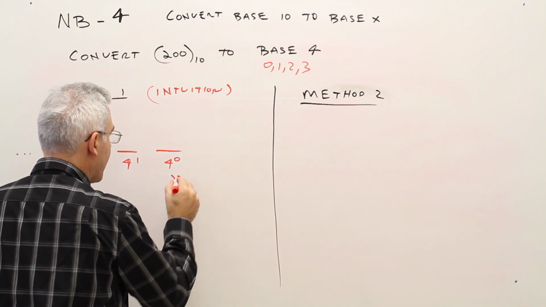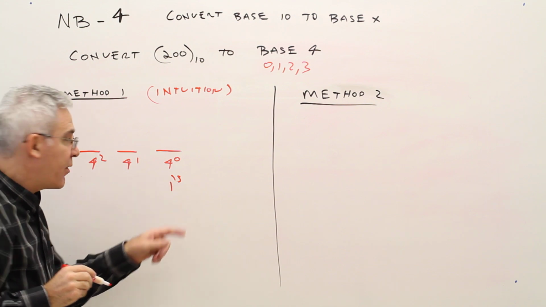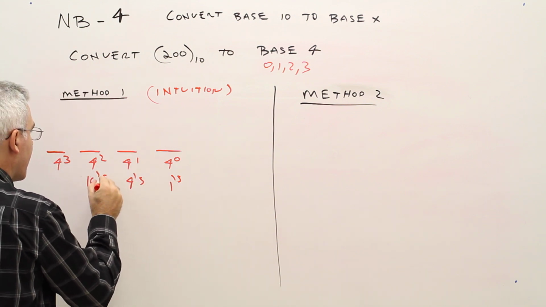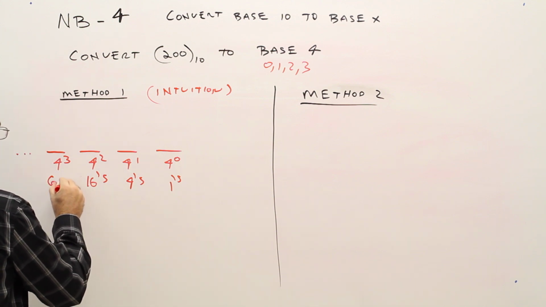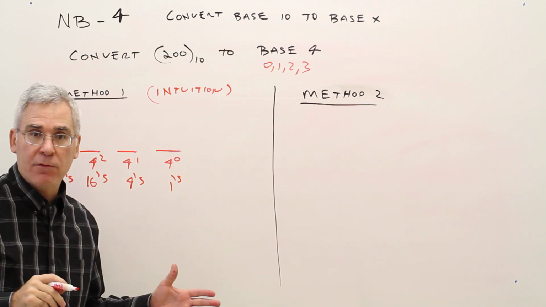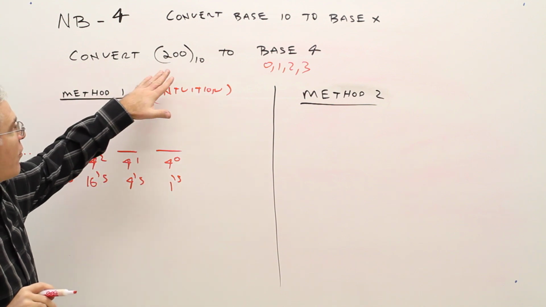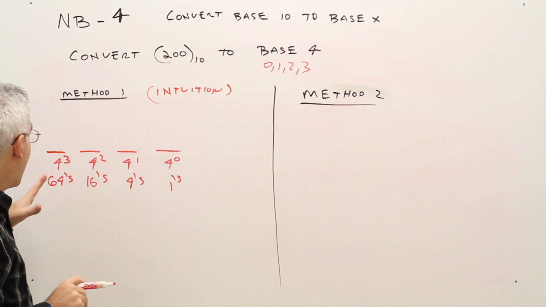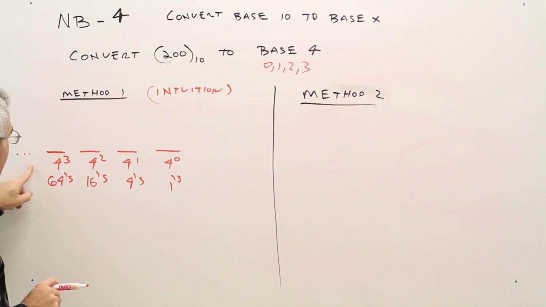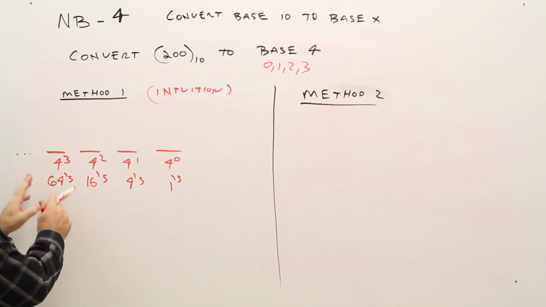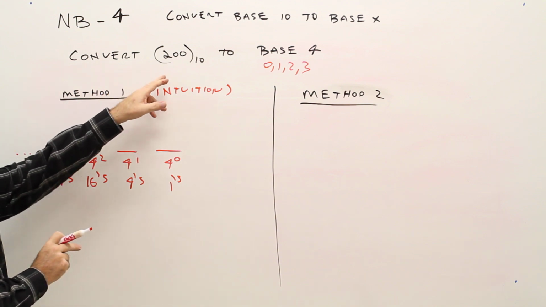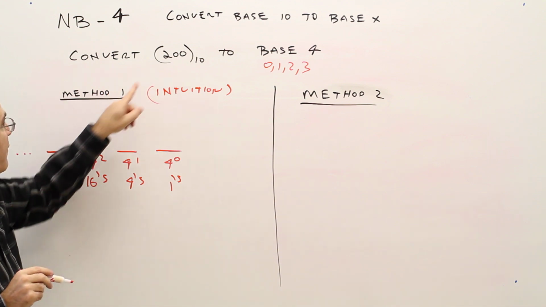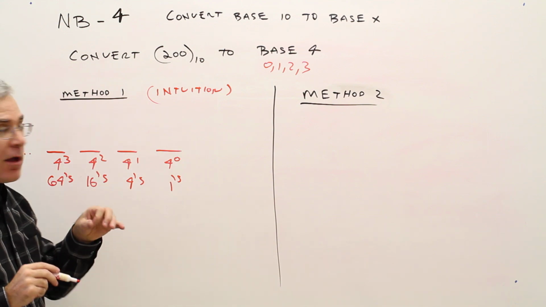Then let me write down the friendly values. These are the ones. The rightmost digit will always be the ones. These will be the 4s, the 16s, and the 64s. And all I've got to do is try to divide 200 into these different bundles, starting with the highest bundle first. I know I don't have to go to the 4 to the 4th because that's going to exceed 200, so I'm going to start with 64s. How many 64s go into 200? 3.